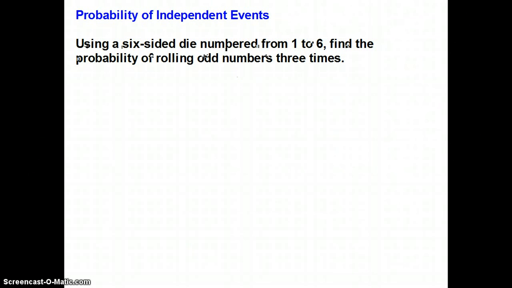So this next one, we have a 6-sided die numbered 1 to 6. Find the probability of rolling odd numbers 3 times. Well, on a 6-sided die, we have 3 odd numbers, 1, 3, and 5. So we have a 3 out of 6 chance of getting an odd number, which reduces to 1/2. So if we multiply 1/2 times 1/2 times 1/2, we end up with a 1/8 chance of rolling odd numbers 3 times. So that's just like Mr. Fulton Bolton, huh?